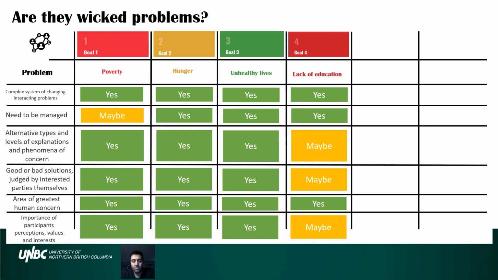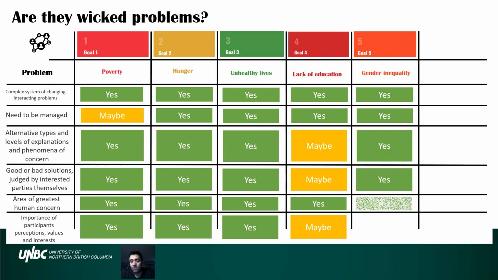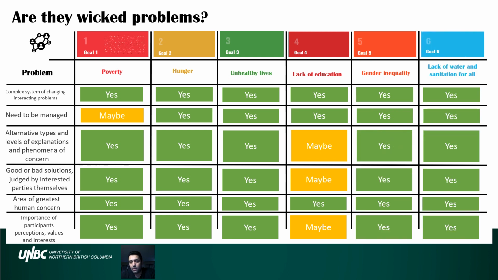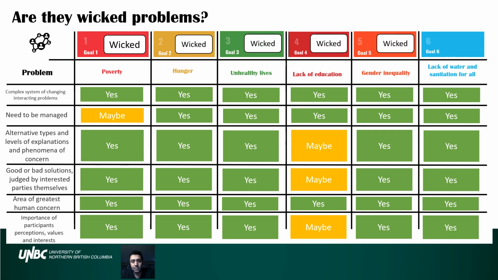Area of greatest human concern, yes. And importance of participants, perception, values, and interest can change the answer, so I selected the maybe for it. Gender inequality, yes. And you can see the other answers. So all of these problems and all of these goals can be targeted to handle a wicked problem.